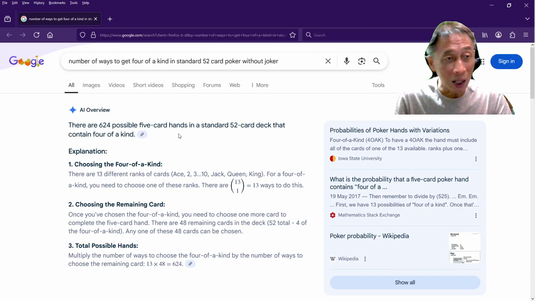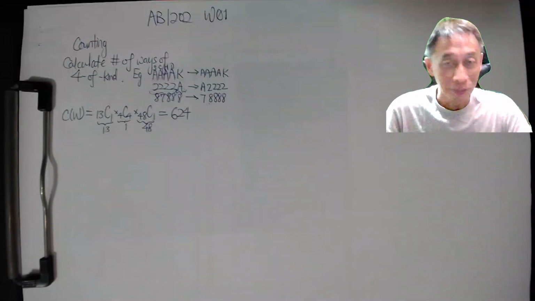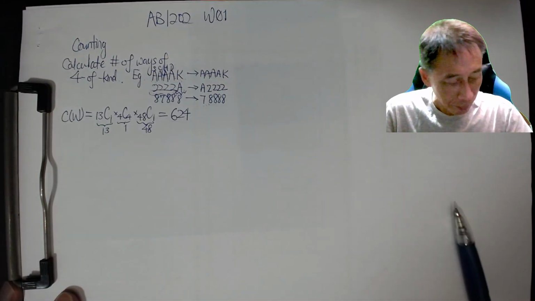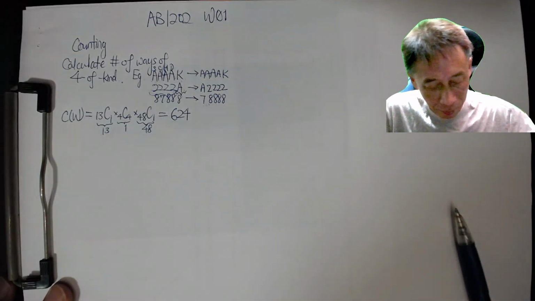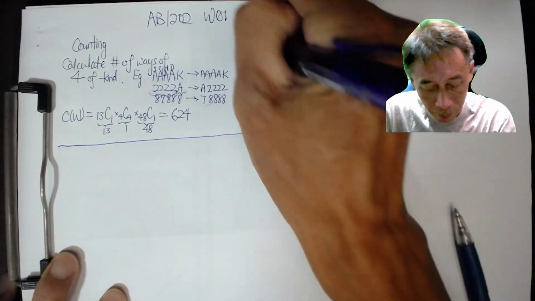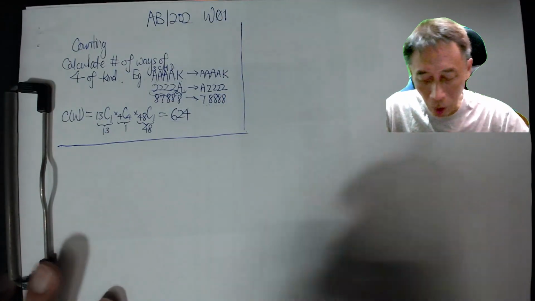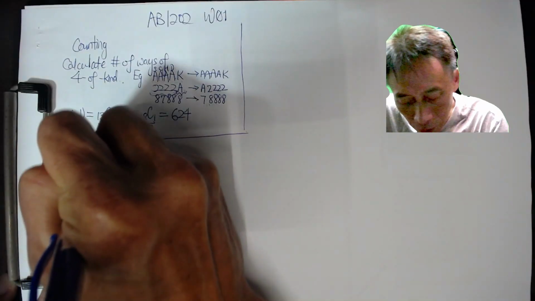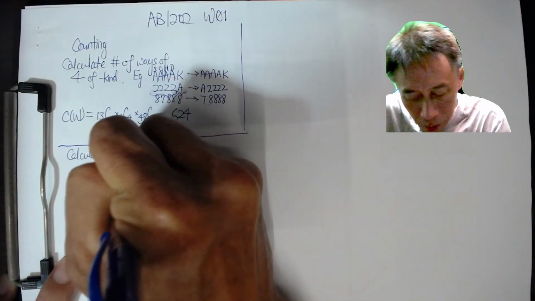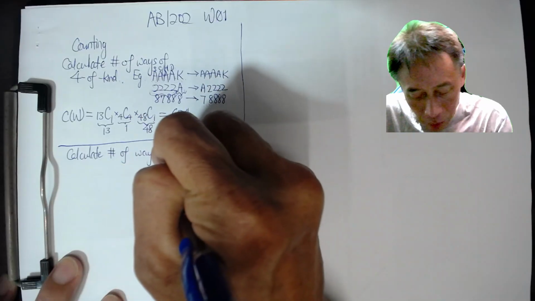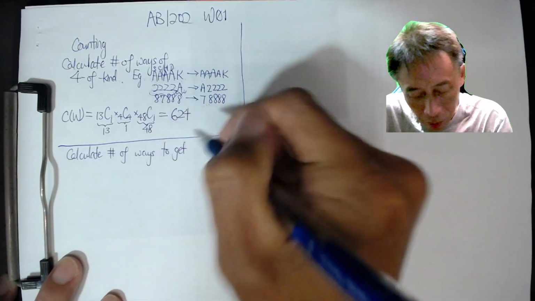Okay, actually, our next example is going to be the number of ways to get the full house. So to do that, let's practice how to use our formula set again. Okay, so now we want to calculate the number of ways to get a full house.